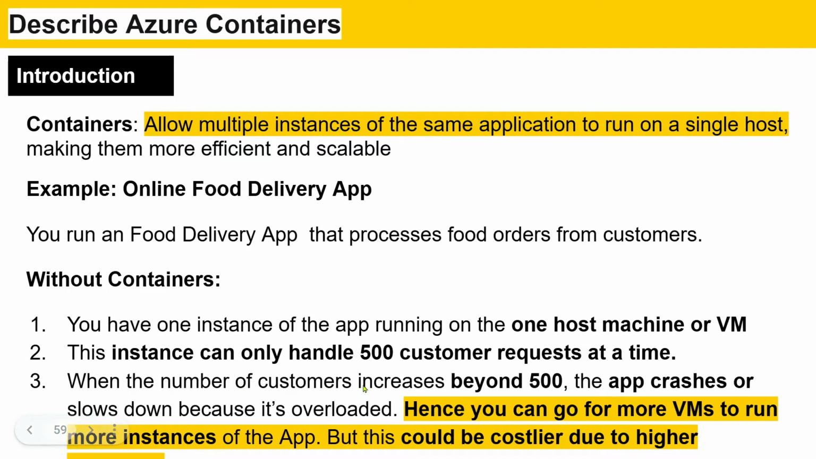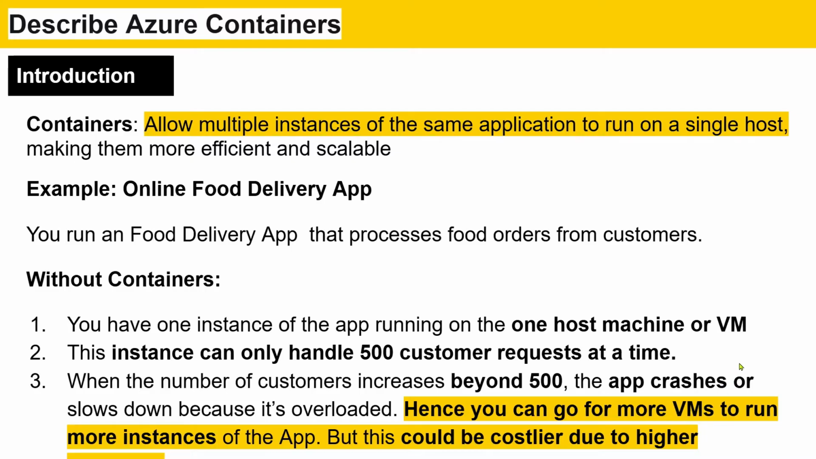Now, when the number of customers increases beyond 500, the application will crash or slow down because it's overloaded. Hence, you can go for more VMs. So what is the solution? I know this is happening regularly, so I will procure more VMs to run more instances of the app. One server application is running on a VM. Similarly, I'll copy the VM into another two, so a total of three, for example. Hence, you can go for more VMs to run more instances of the app, but this could be costlier due to the high number of resources. This will become costlier for you.